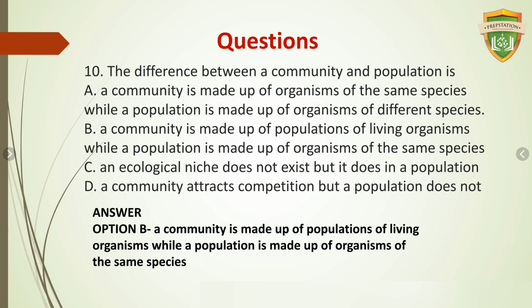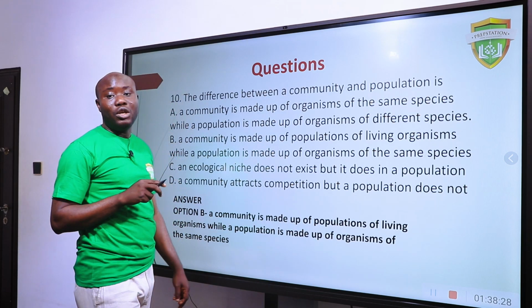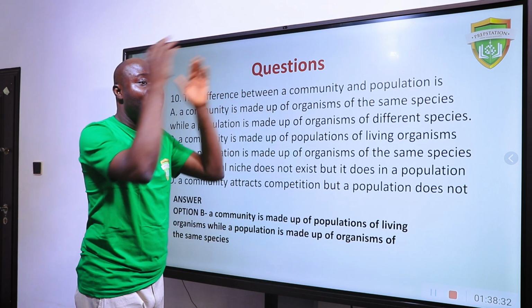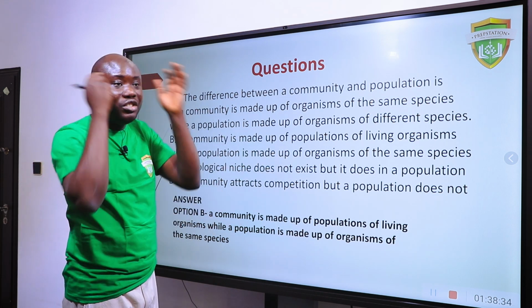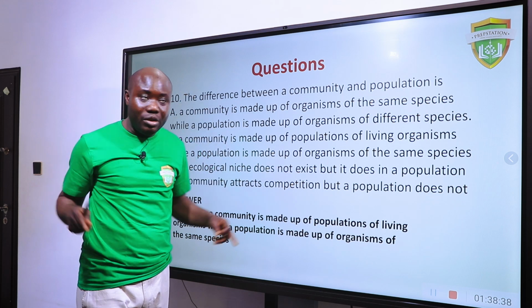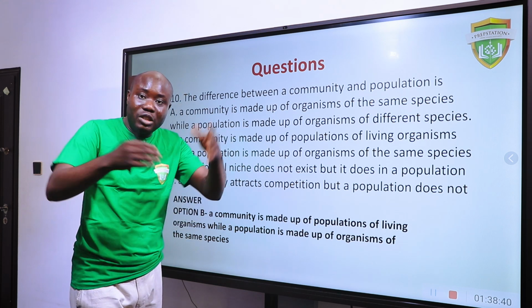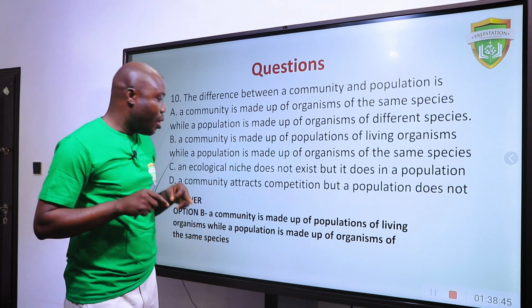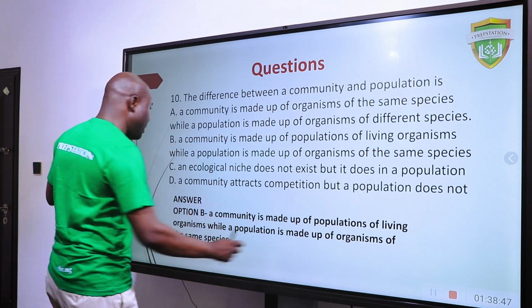Listen to this. A community is made up of populations of living organisms. That means we can have different populations in a community. In a community, you can go and count how many human beings that we have there, how many chickens they have, how many goats are there. If you have a fish pond, you can count how many species of fish you have in your pond, because that's a community of fishes. So our answer for this question is B.